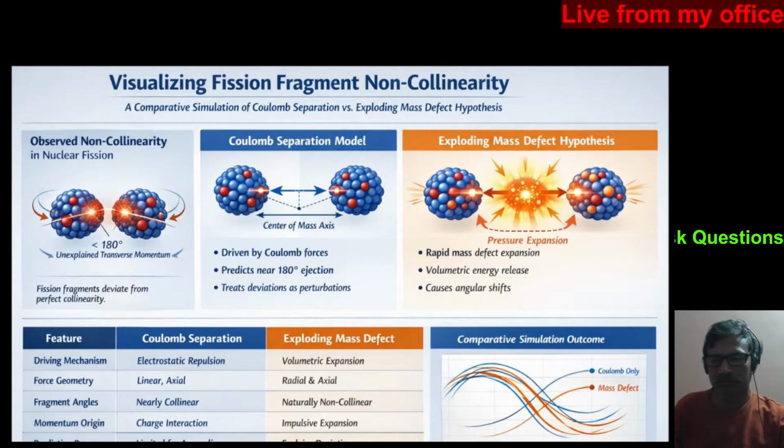Instead, they consistently indicate the presence of impulsive, volumetric, and mechanically active processes occurring at or near the instant of scission. The Exploding Mass Defect Hypothesis, EMDH, proposes a reinterpretation of the nuclear mass defect as a transient, rapid volumetric expansion that precedes and complements electrostatic fragment acceleration.